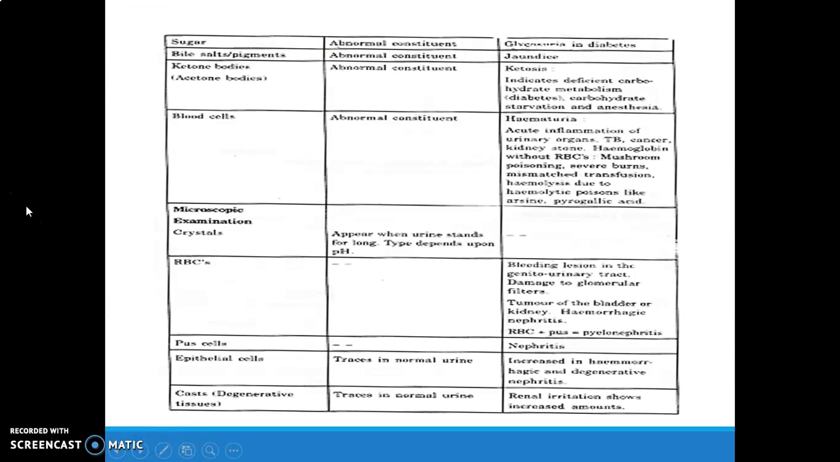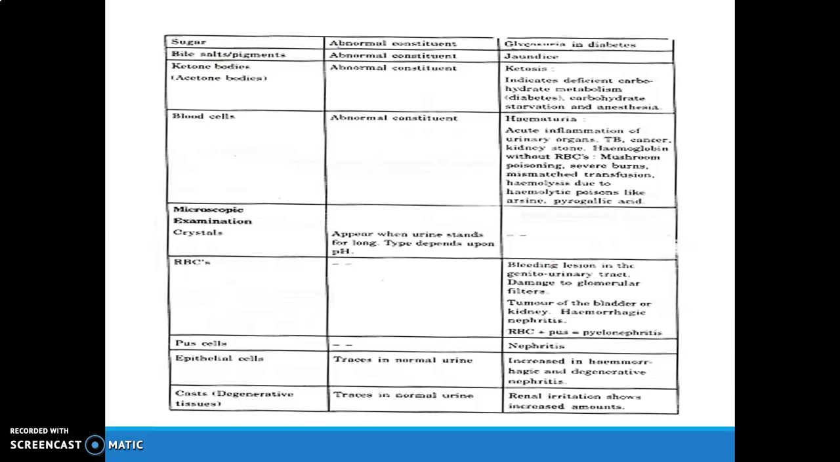Then sugar. If sugar is present, then it is also an abnormal constituent and it may be a result of glycosuria in diabetes. Then bile salts or pigment, also an abnormal constituent, generally present in the condition of jaundice. Then ketone bodies or acetone bodies, if present, are an abnormal constituent of urine. Ketosis indicates deficient carbohydrate metabolism, diabetes, carbohydrate starvation and anesthesia.